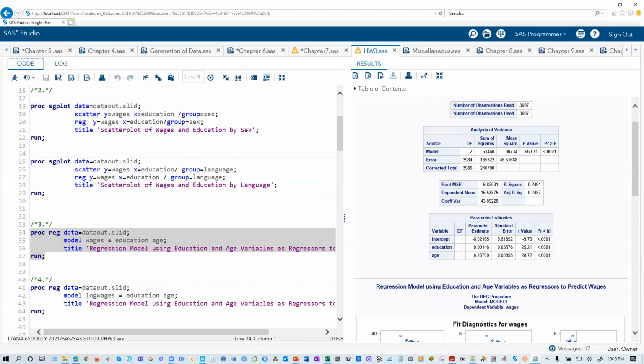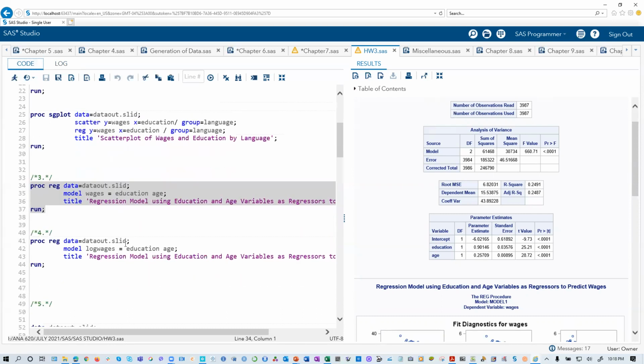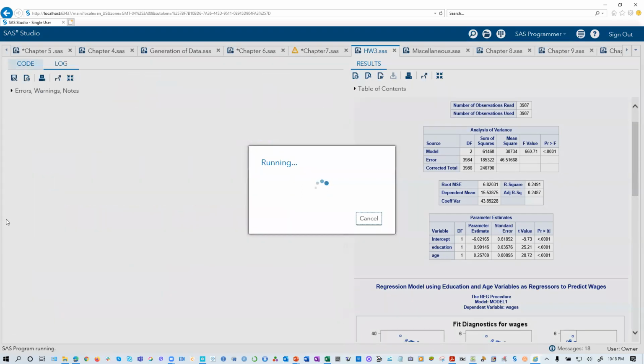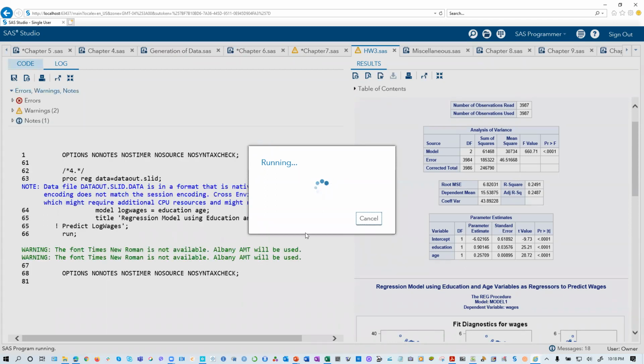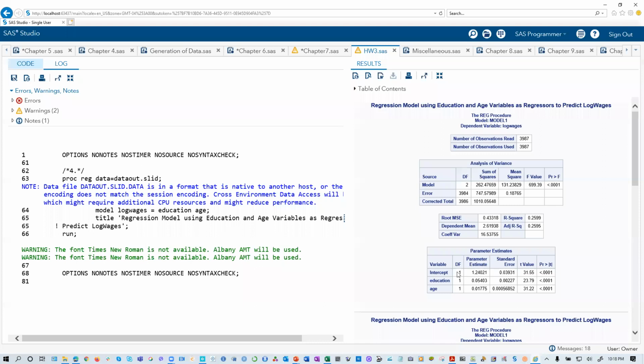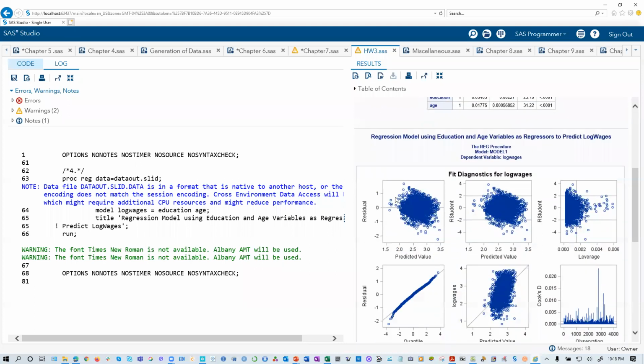And number 4, create a regression model using now log wages, instead of wages, log wages, number 4. Okay, pretty much very straightforward. You don't have to worry about anything. Okay, when you put the log, see, they were equally spread out. The funnel type is gone.